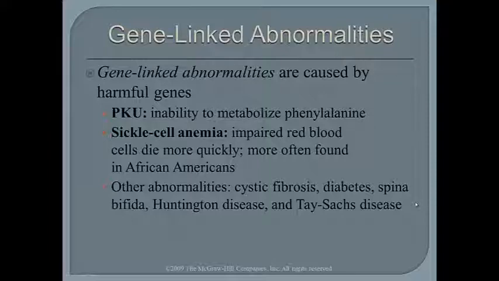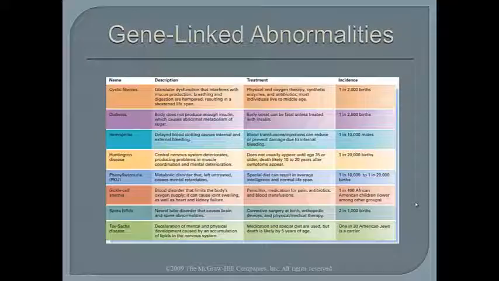Sickle cell anemia is a condition where abnormal sickling of red blood cells causes oxygen deprivation, pain, swelling, and tissue damage. Anemia and susceptibility to infections, especially pneumonia, occur. Other abnormalities include cystic fibrosis, where the lungs, liver, and pancreas secrete large amounts of thick mucus, leading to breathing and digestive problems. Diabetes, where the body does not produce enough insulin, which leads to abnormal metabolism of sugar.